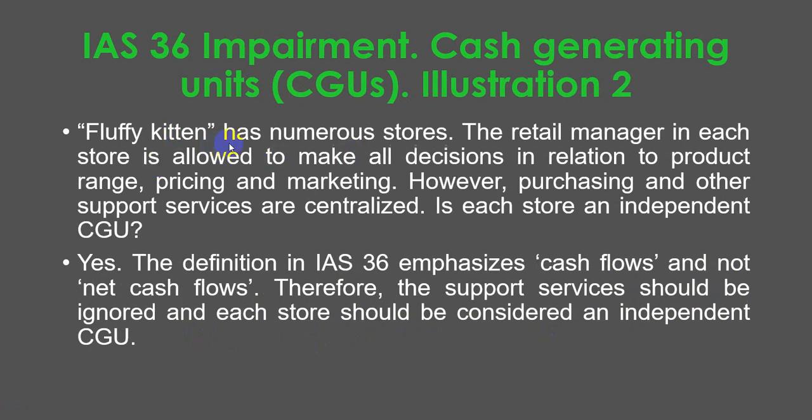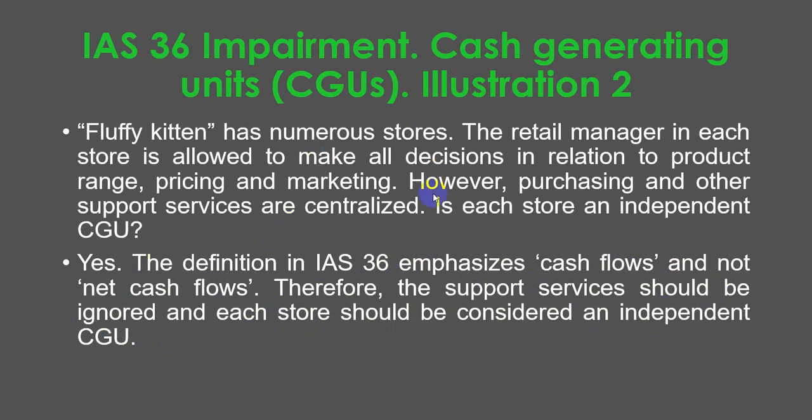So, Fluffy Kitten has numerous stores. That's another illustration. The retail manager in each store is allowed to make all decisions in relation to product range, pricing and marketing. However, purchasing and other support services are centralized. Is such a store an independent cash-generating unit? In this case, yes. The definition in IAS 36 emphasizes cash flows and not net cash flows. Therefore, the support services should be ignored and each store should be considered an independent cash-generating unit.